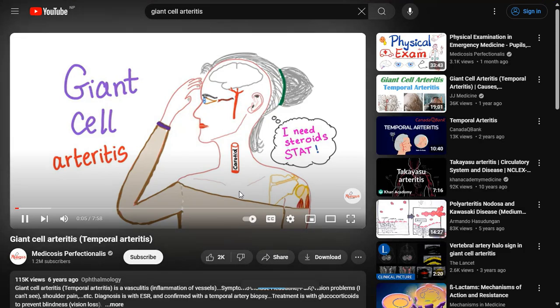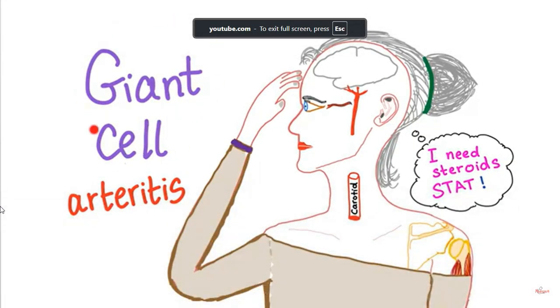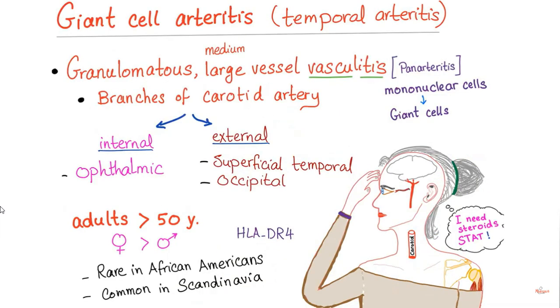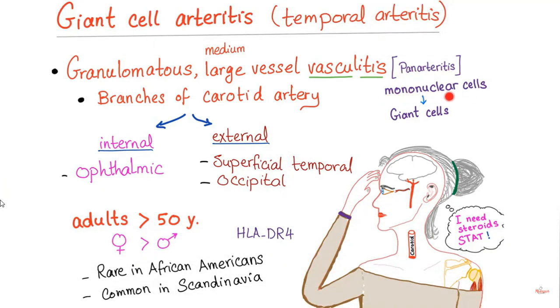Now let's talk about giant cell arteritis. The name has the answer. Itis, inflammation of the artery. It is an emergency. Giant cell arteritis, historically known as temporal arteritis. Why temporal? Because the headache is over the temple or the temporal region. It's a granulomatous, medium or large vessel vasculitis, inflammation of the vessels, which are medium or large.